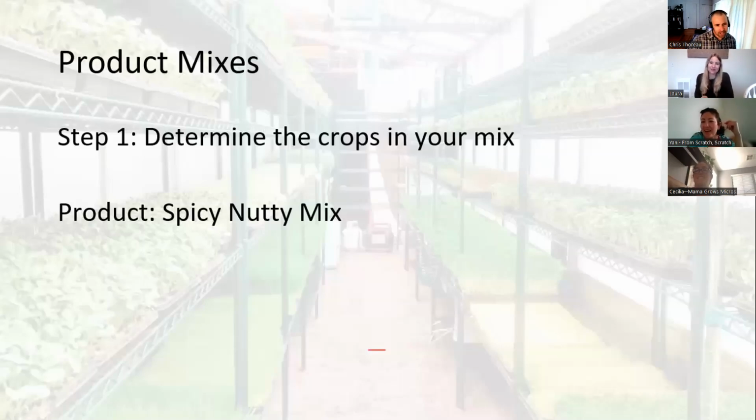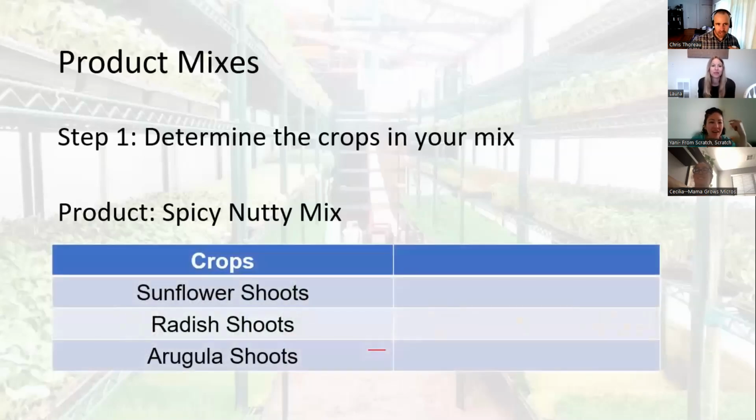So in this spicy nutty mix, it's sunflower, radish, and arugula. There's a few different combinations. This is sort of my favorite combination. I think it's a nice mix. Mustard is another good one. Yeah, totally, that would be a great one as well. So you do whatever you want in your spicy nutty mix. So step 1 is determining what crops are going to go in that product. Just throwing it out there now, what is step 2?